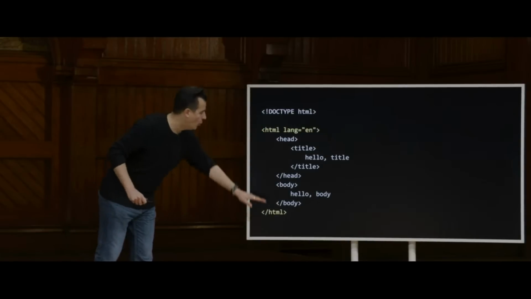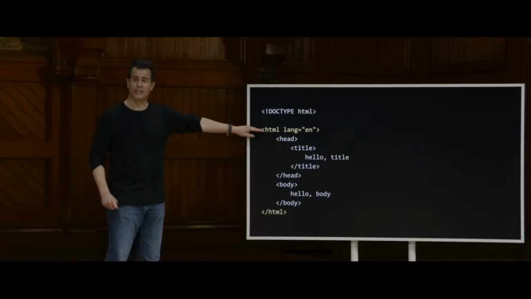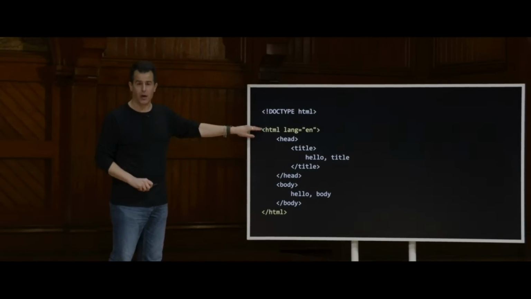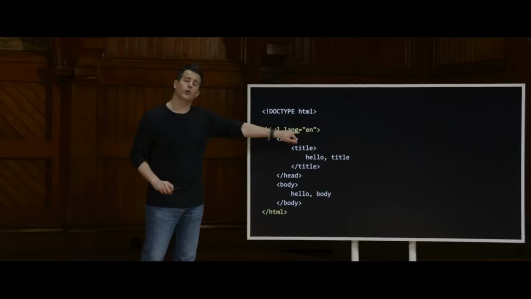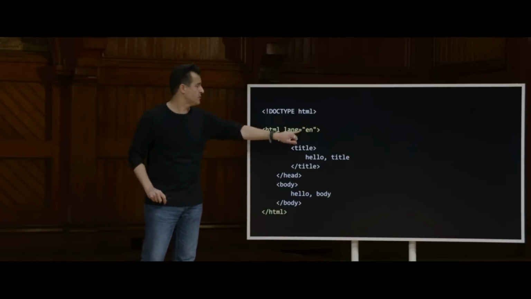But they're almost always going to be symmetric, as follows. This tag here, this is an HTML tag, says, hey, browser, here comes my HTML. And this is what's known as an attribute. So anything after the name of a tag is what we'd call an attribute. And attributes can have values.